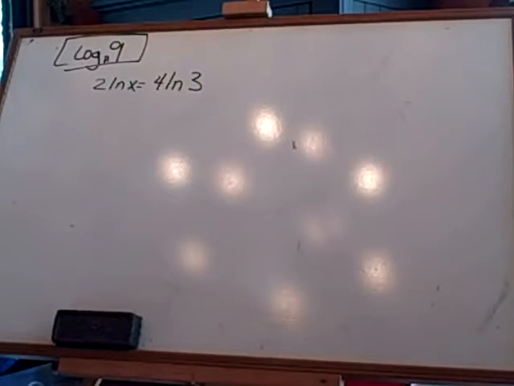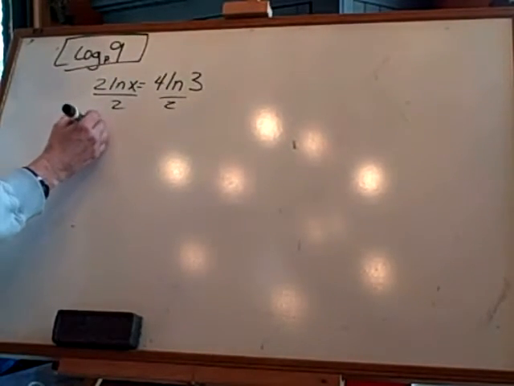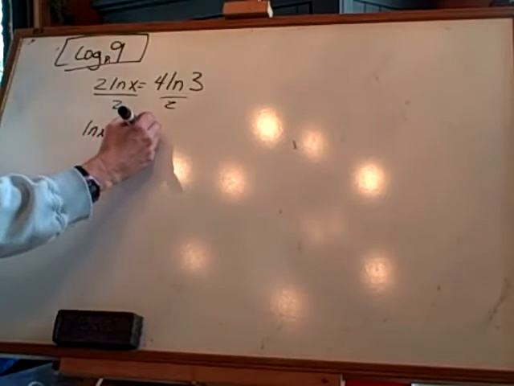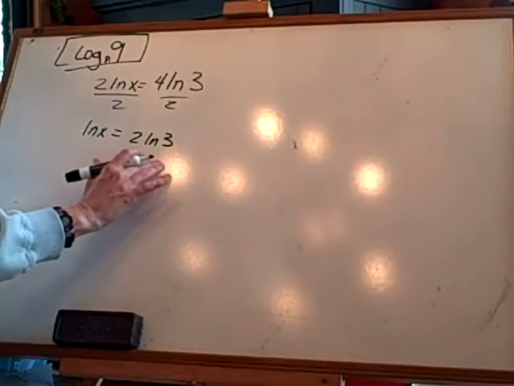Alrighty, page 9. That's right. We're going to first start with dividing both sides by 2. Why? Because we can. So this becomes the ln of x is equal to 2 ln 3. And we're going to rewrite this one.